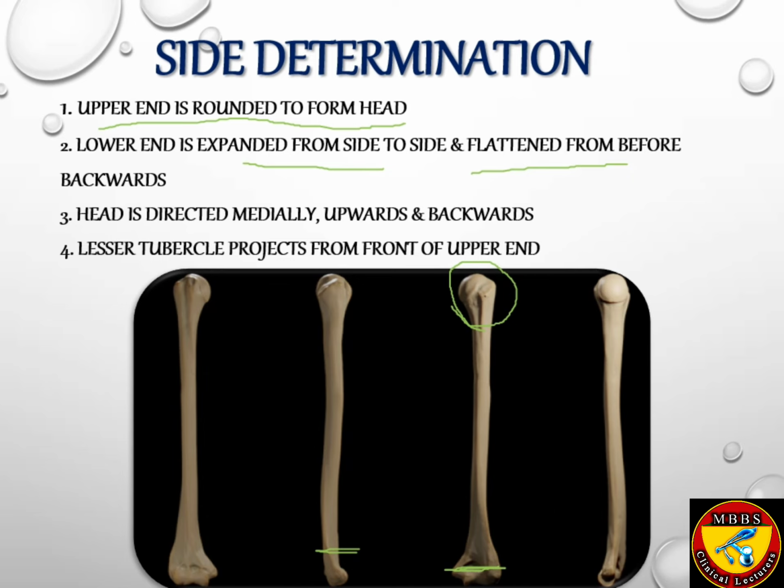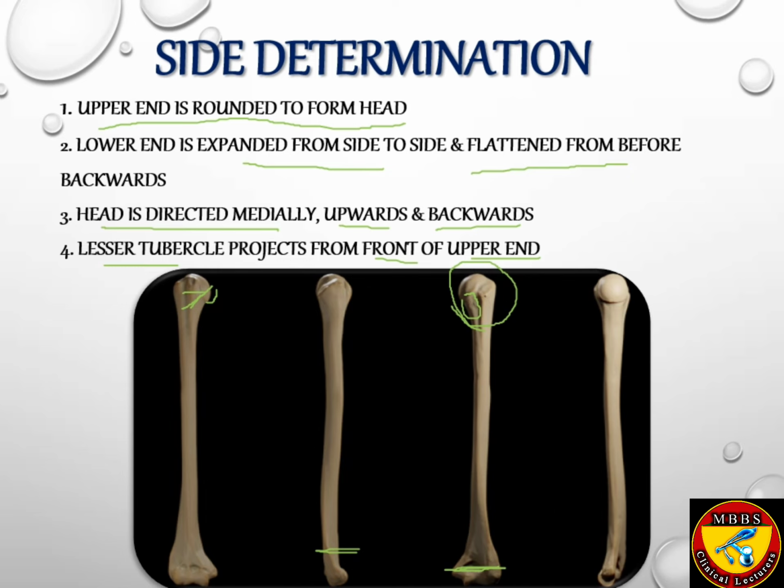The second point for side determination: the head is directed medially, upward and backward. As you can see, this is the head that is directed medially, upward and slightly backward. The next point is that the lesser tubercle projects from the front of the upper end. This is the lesser tubercle.